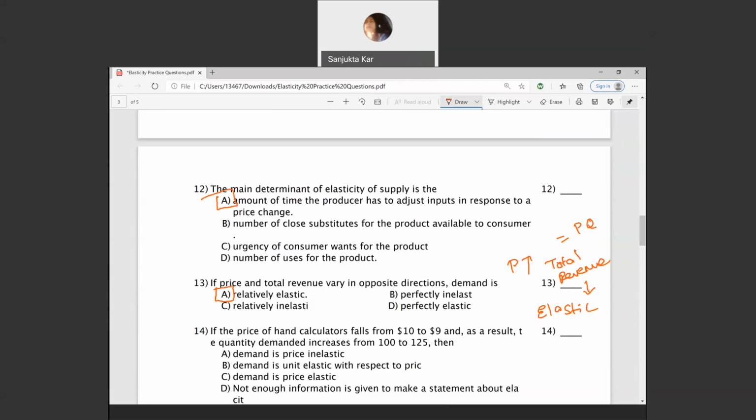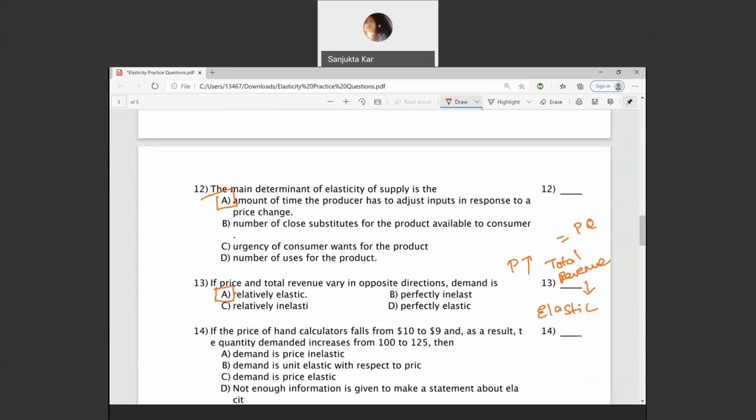However, if demand is inelastic, price increases, the total revenue also increases, but they go in opposite directions when we have an elastic demand curve.